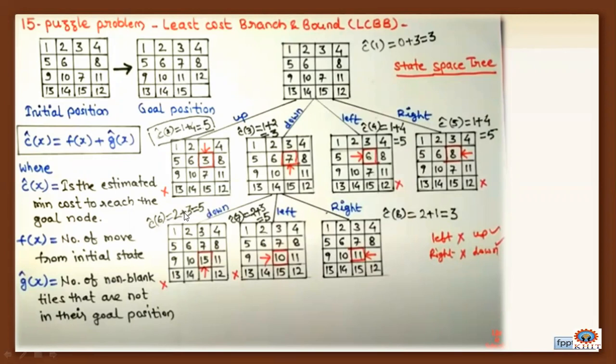Once you get the values of C cap of 6, 7 and 8, you can compare all the values. So here they are 5, 5, 3. Now apply the least cost branch and bound searching technique. When you apply it, this value will produce the least cost value. Hence, consider only this move here.